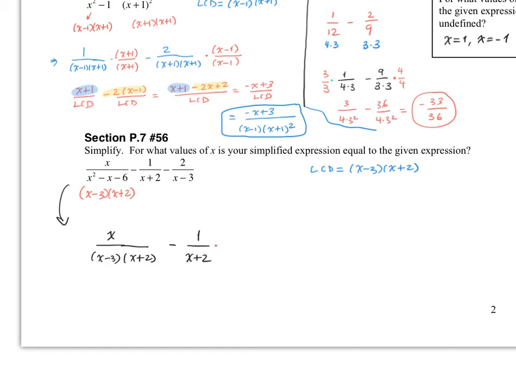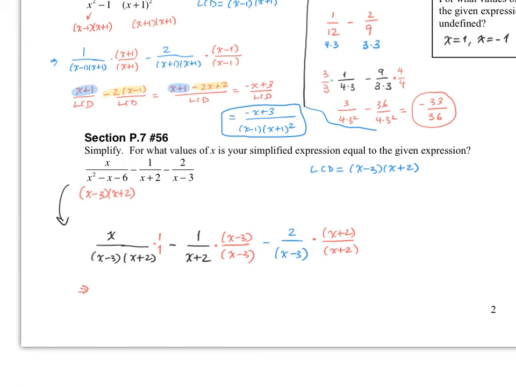And what's the part that is missing? The x minus 3. So multiply by that. And then minus 2 over x minus 3. And what's the part that is missing is the x plus 2. Also here, just be careful with this minus sign and this minus sign when it distributes. Now the first one is not missing anything, so you can just say we're multiplying by 1.